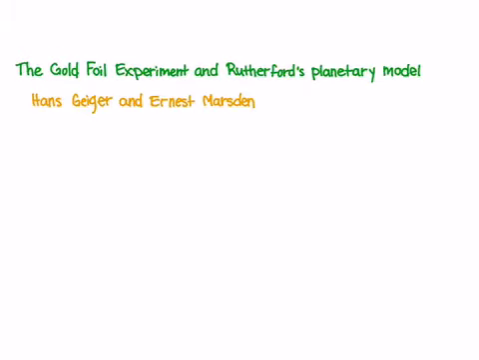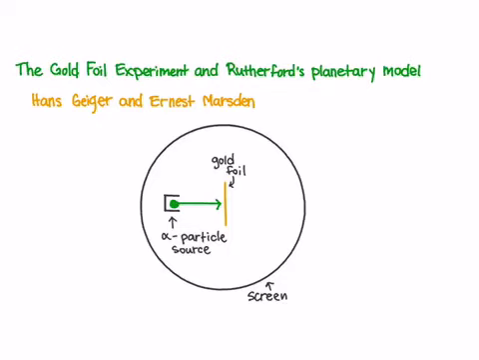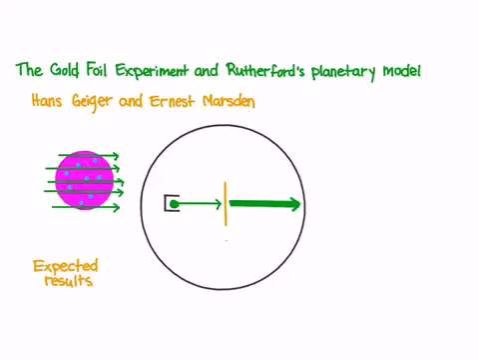Though the plum pudding model of the atom successfully incorporated the electron, it was quickly proven false by the results of experiments performed by Hans Geiger and Ernest Marsden under the guidance of Ernest Rutherford. Geiger and Marsden shot alpha particles at a very thin sheet of gold foil and measured the deflection of the alpha particles with a screen surrounding the foil that flashed when an alpha particle struck it. Since electrons are incredibly small and the alpha particles were moving very fast, they expected that all of the alpha particles would just go straight through the foil.